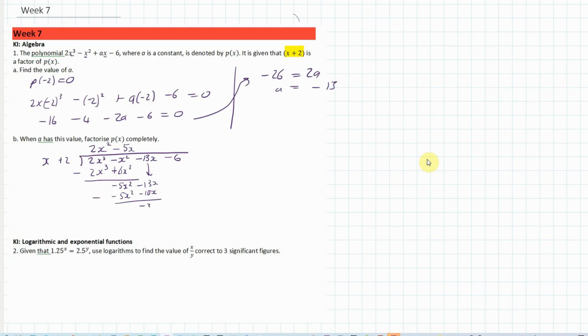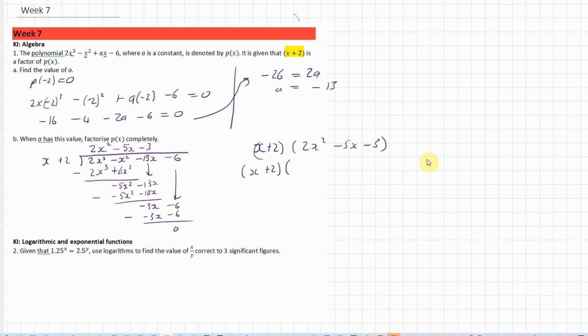And so you get negative 3x. Bring this down, minus 6. And then I need a minus 3 here, I think. I think that's right. Yes, so I get a minus 3x and a minus 6. And we subtract that away, and then we get 0. So that means that as well as x plus 2 being a factor, 2x squared minus 5x minus 3 is also a factor. And we can further factorize that, because it says to factorize completely.